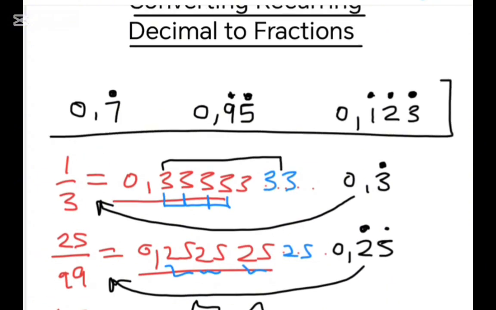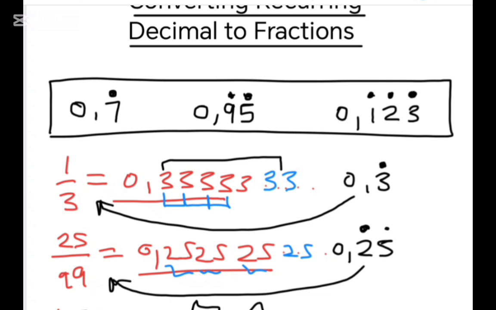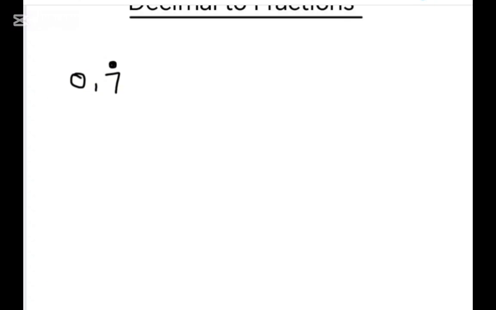Now we're going to do these examples. I'm going to create some space so that I can do them one by one. Here's the first one, 0.7 recurring. This is the same as 0.7777. This symbol means that it repeats. The 7 repeats over and over until infinity. To turn this into a fraction we're just going to use the x method.